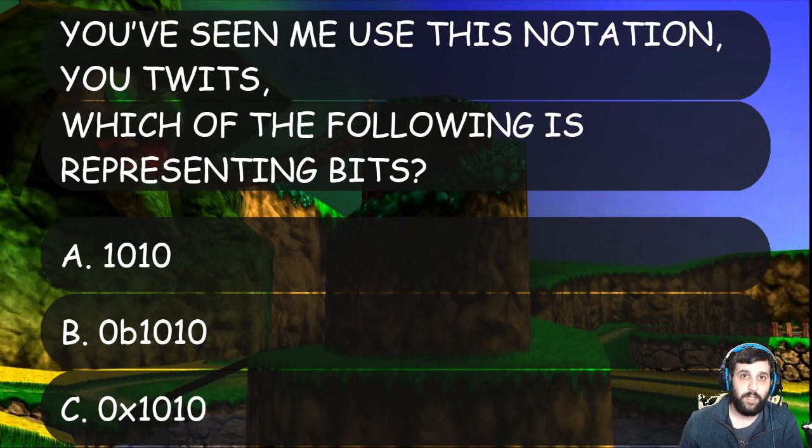5, 4, 3, 2, 1. The answer is B. That's representing bits. You can even see with a little B symbol on it, representing bits. The A is representing decimal, and C is representing hex.